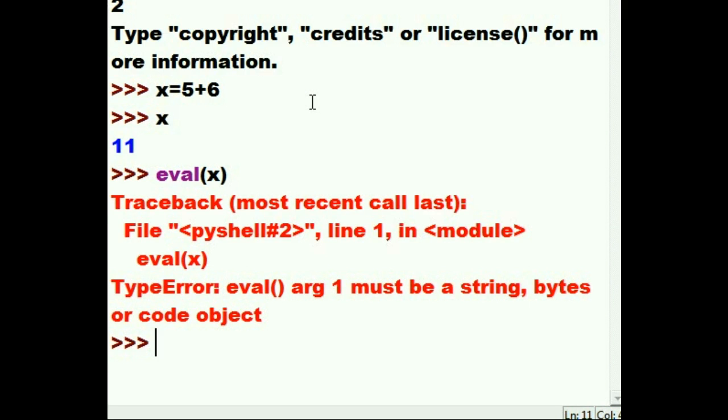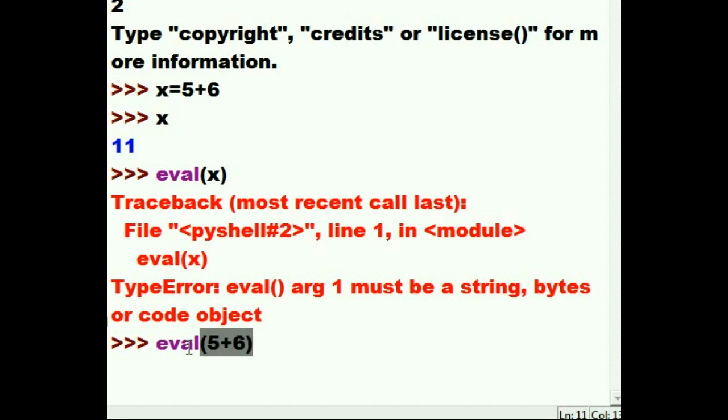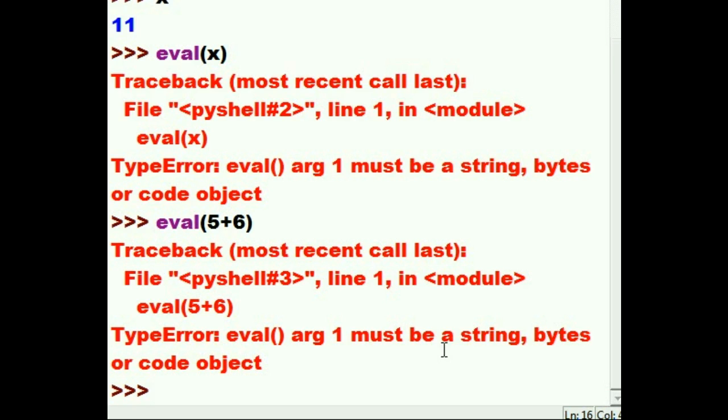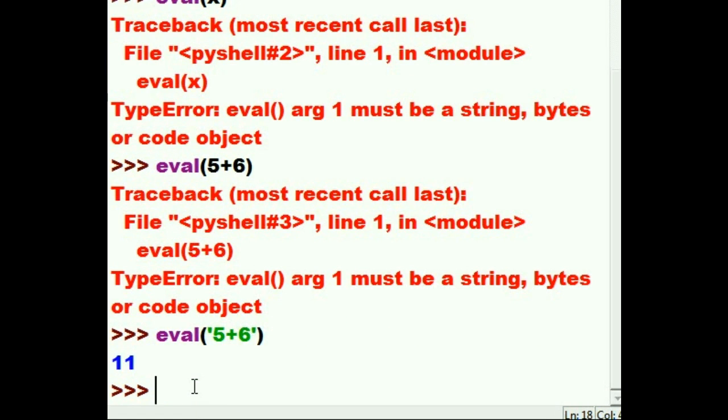Oh, it doesn't like that. It wants a string, bytes, or code object. Alright, how about this? Let's eval 5 plus 6. Oh, we're in for another error now. And it didn't like that. And I'm noticing this part, it wants a string. So let's give it a string. Eval, single quotes, 5 plus 6, single quotes, parentheses, and I get 11.